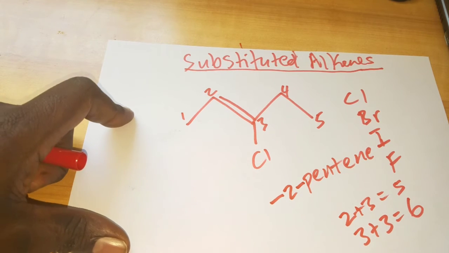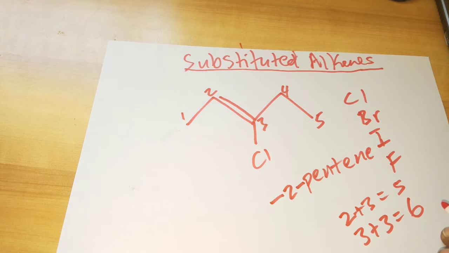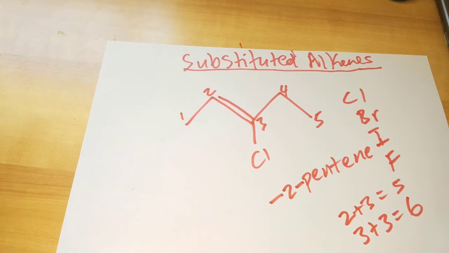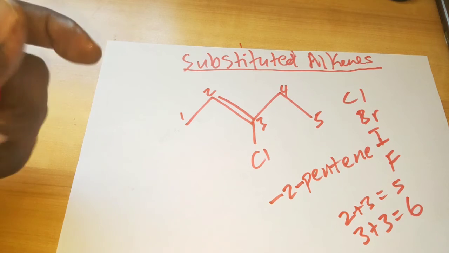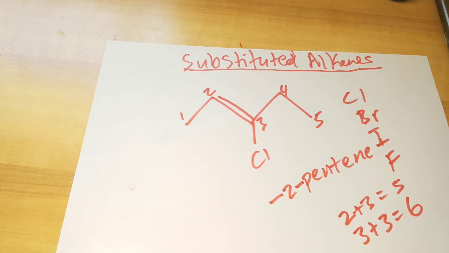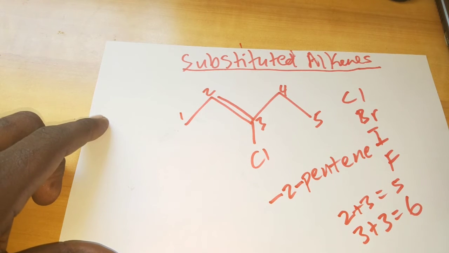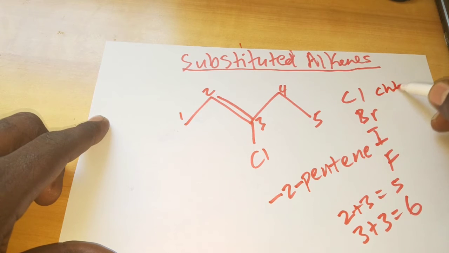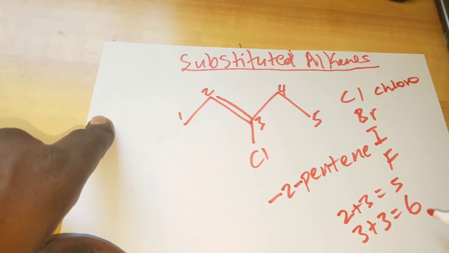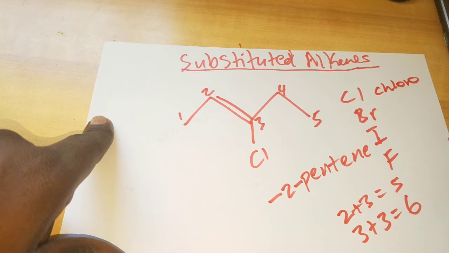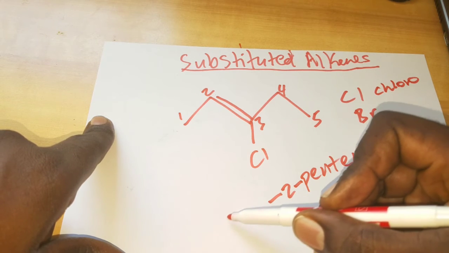Now we need to identify our substituent. It's chlorine. In organic chemistry, we tend to use shortened versions of the name to identify them. So for chlorine, it's actually chloro. Okay, so it's 3-chloro-2-pentene. So we can write that.